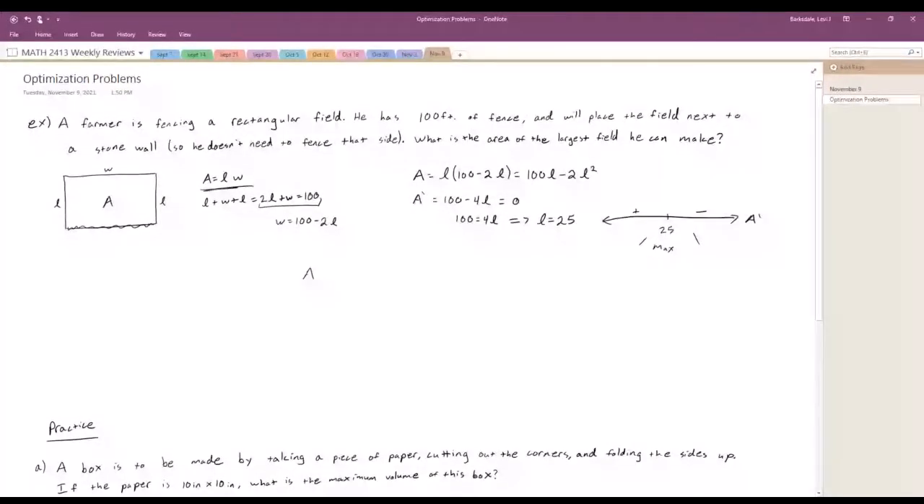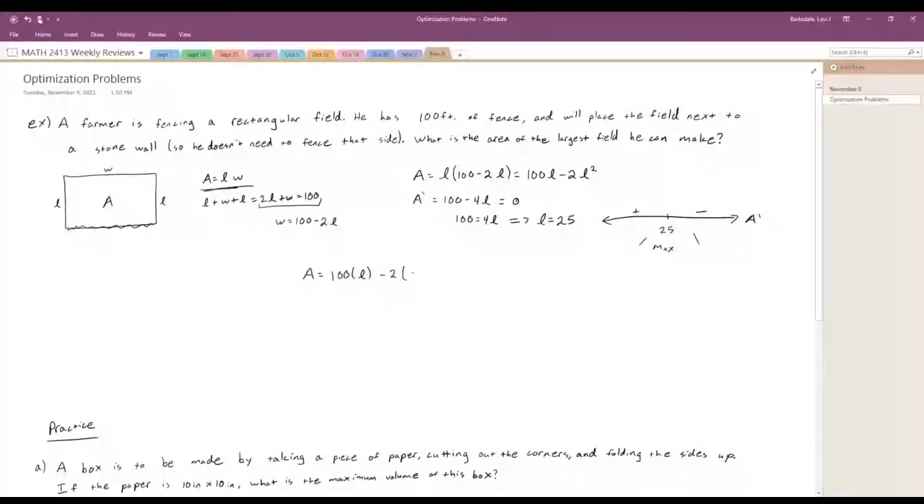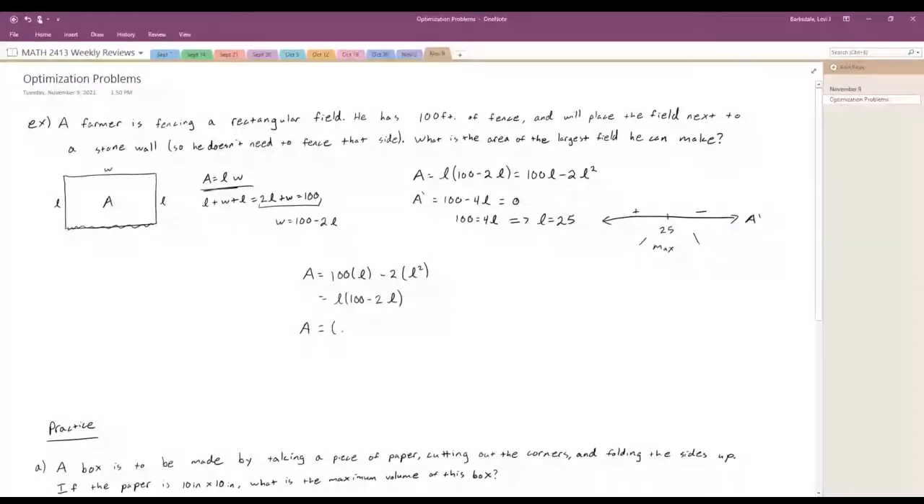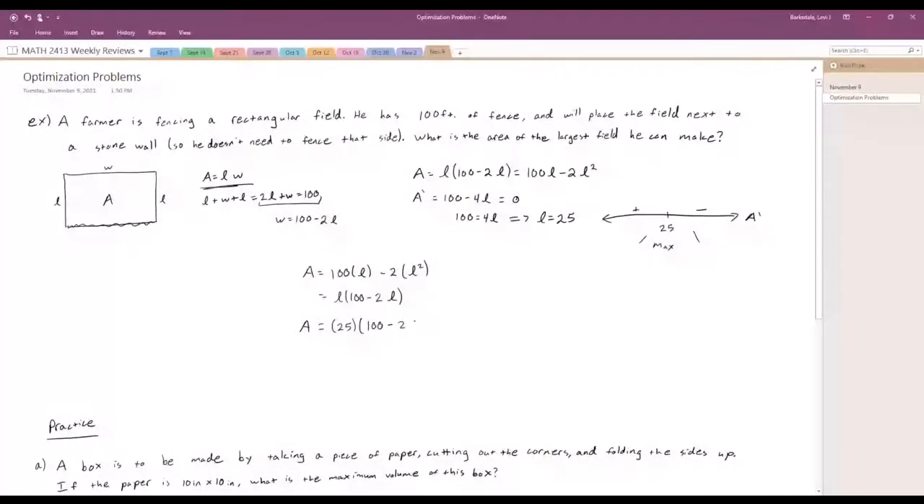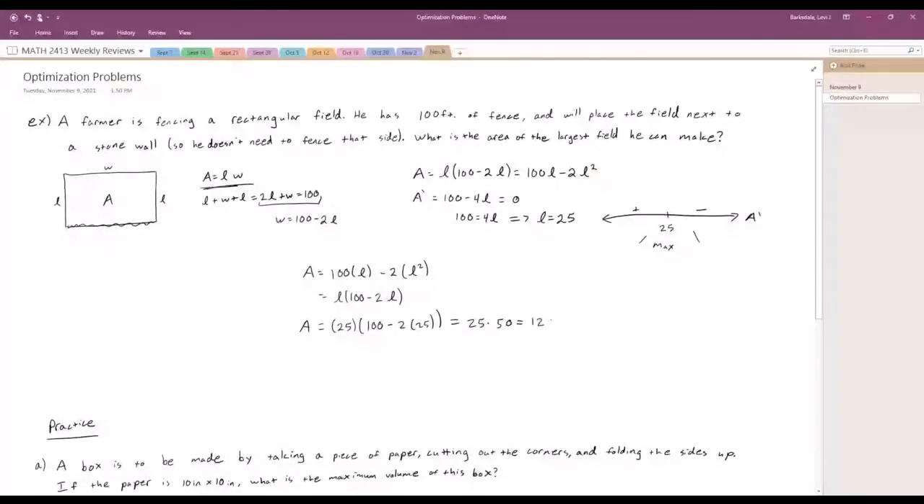and since my area is equal to 100 times L minus 2 times L squared, or it's also equal to L times 100 minus 2L, I can see that my area, when maximized, would be equal to 25 times 100 minus 2 times 25, which is equal to 25 times 50, which is 1,250. That would be feet squared.